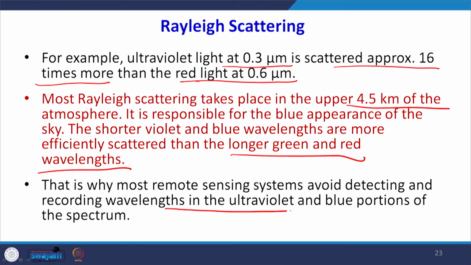Now most remote sensing systems, the sensor systems, avoid detecting wavelengths in the ultraviolet and blue part of the spectrum, because if the scattering is more, the object will probably not be clearly visible in that kind of image. So most sensors in remote sensing are not designed to work in this part of the spectrum.